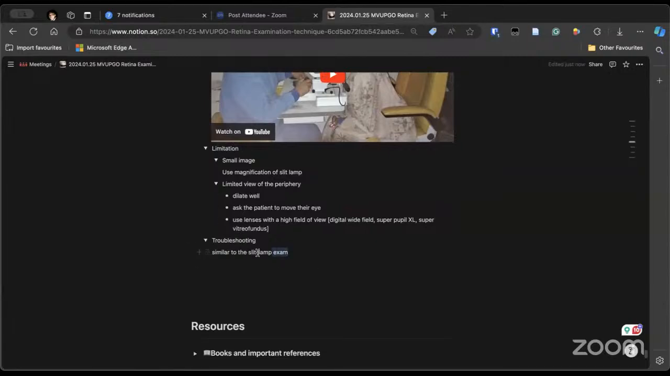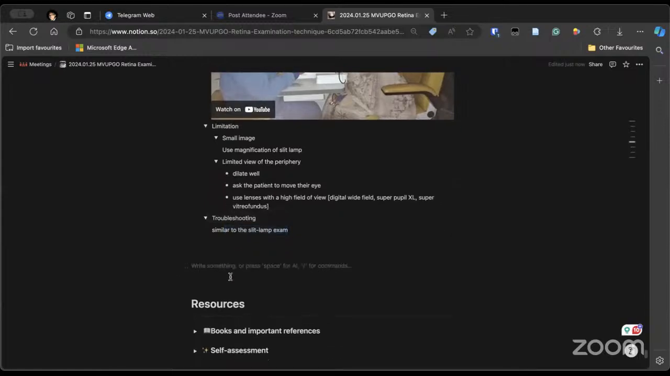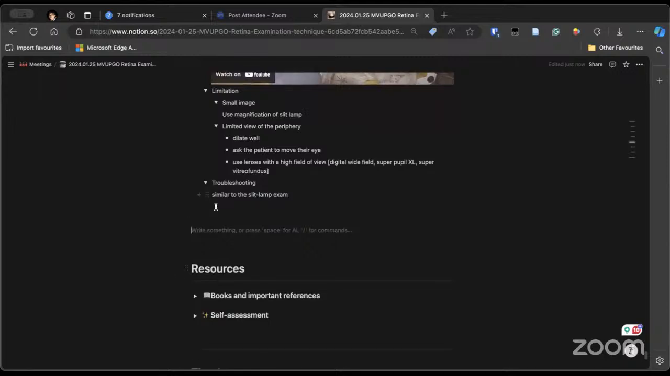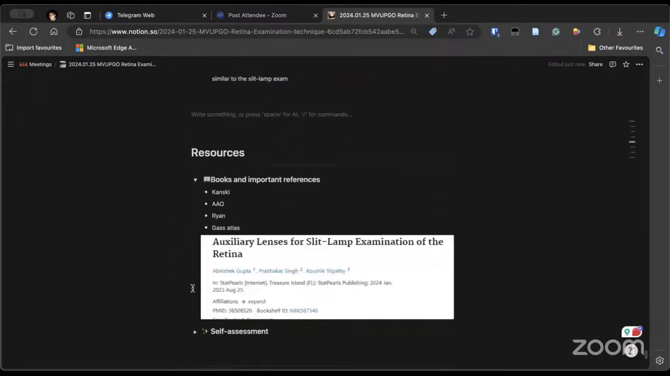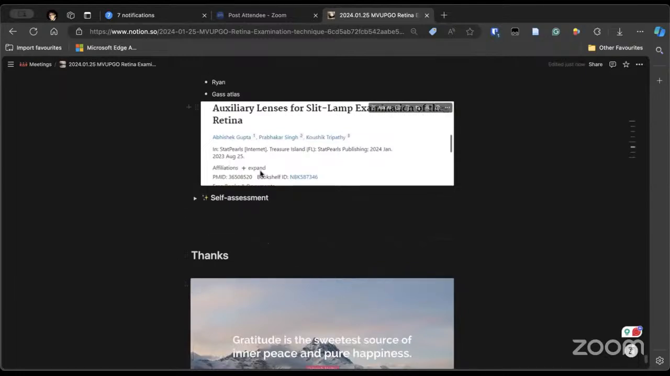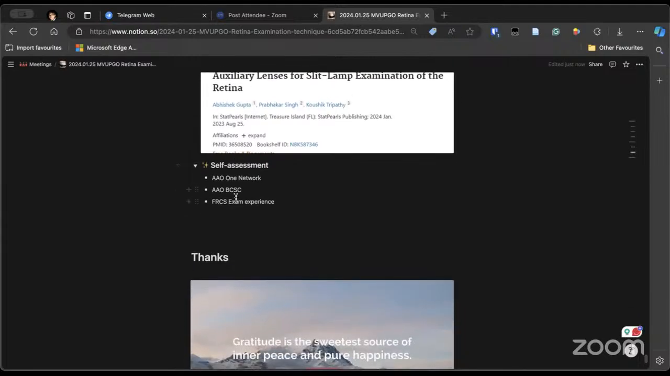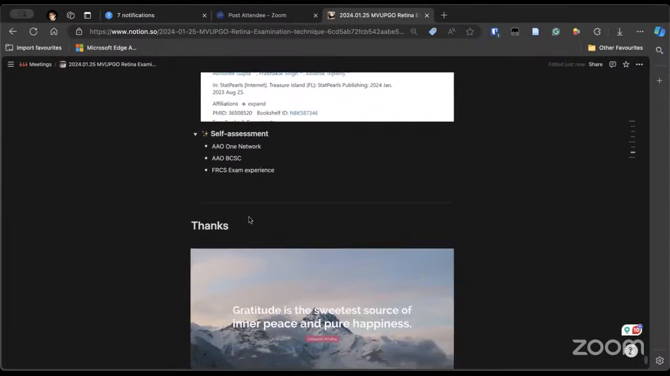Troubleshooting will be similar to the slit lamp exam. Let's see if I get any other faculty to do this, or I'll do a class on slit lamp exam, because many people have faced problems with the slit lamp also. Books: obviously Kanski is important, and we have written an article on auxiliary lenses in slit lamp exam. For self-assessment, there is the American Academy of Ophthalmology One Network, where there are multiple MCQs with which you can do self-assessment.